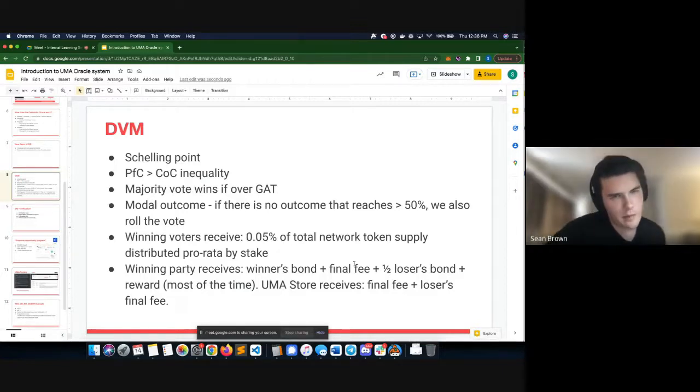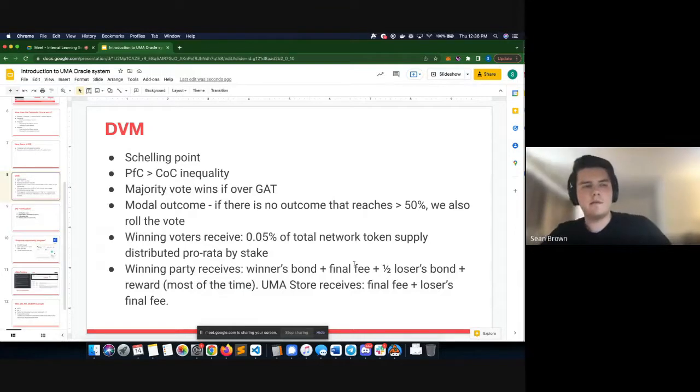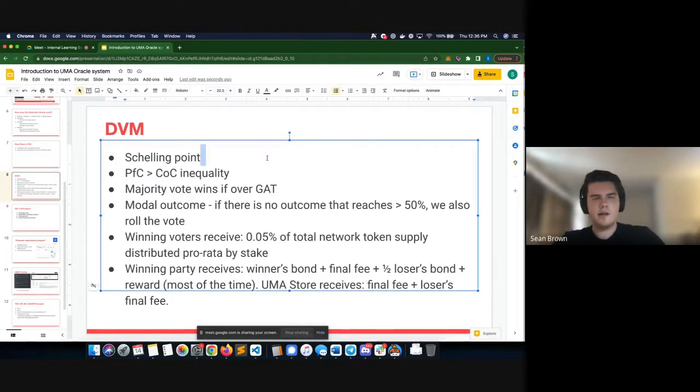I guess, like Matt was talking about, our DVM idea was originally based off of a Schelling point voting system paper that Vitalik published a long time ago. I forget when, 2017 maybe.